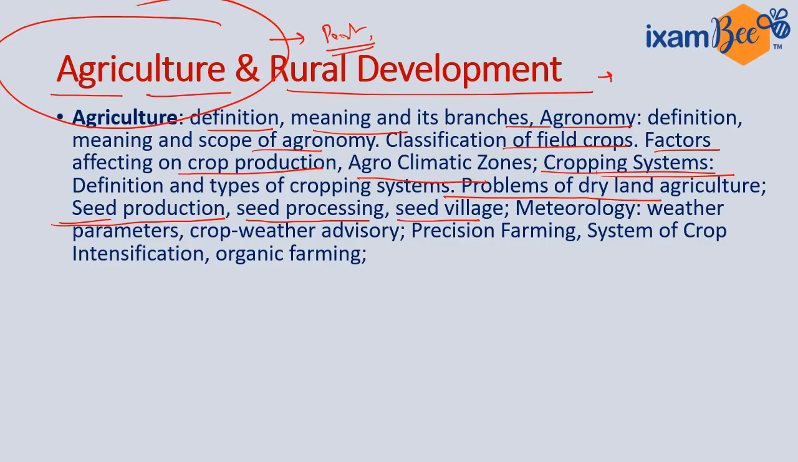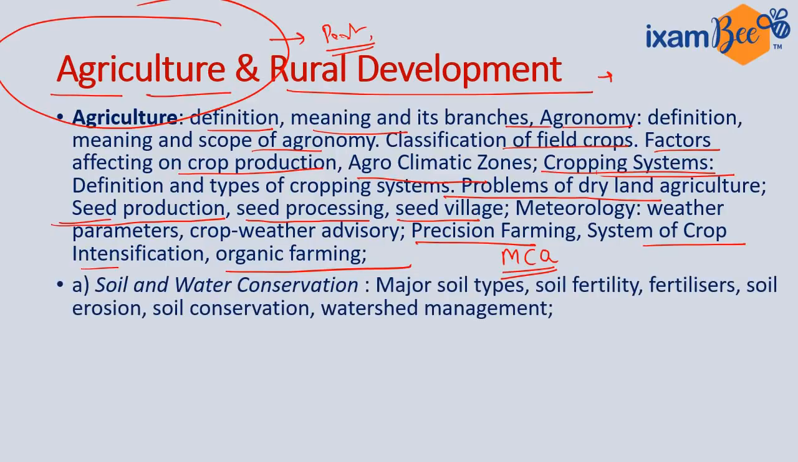Then about weather, meteorology, precision farming. You shall also be aware of these terms. Different types of irrigation systems, it may be drip irrigation, sprinkler irrigation, in which type of crop it will be more useful, system of crop intensification, organic farming. And please remember, whenever you are studying, keep MCQs in mind, because you are going to face MCQs in phase 1 and phase 2, both the exams.